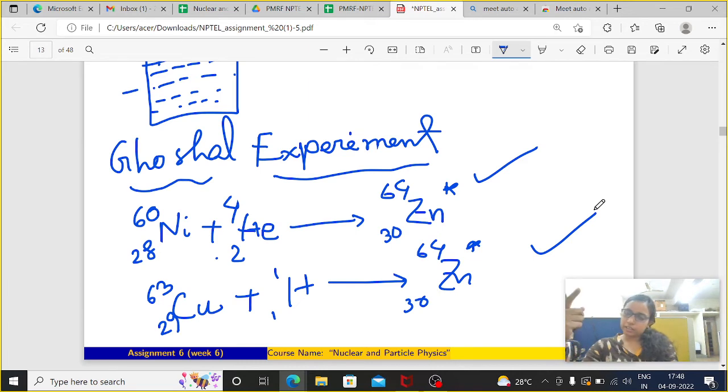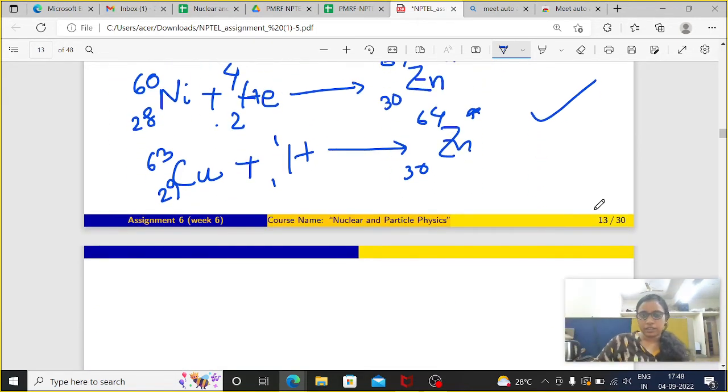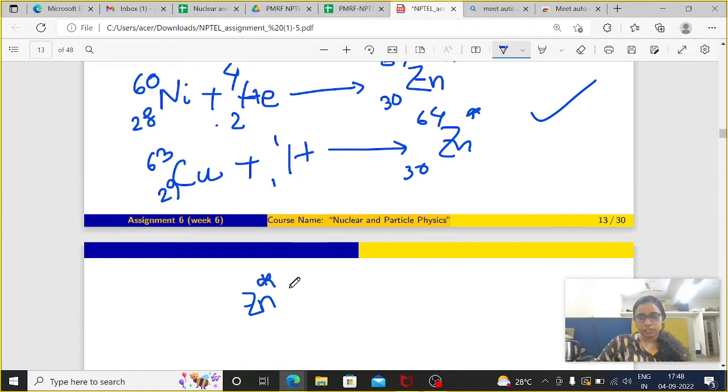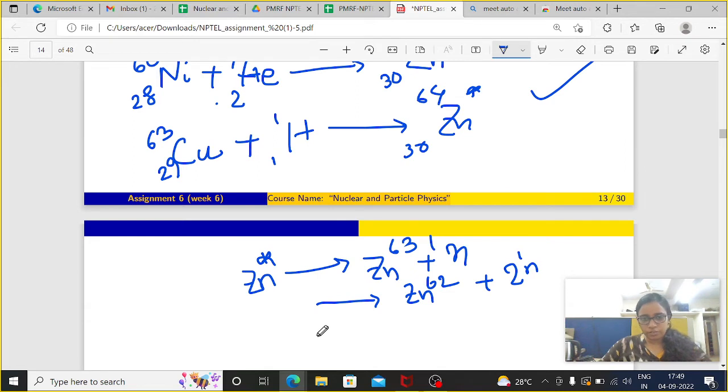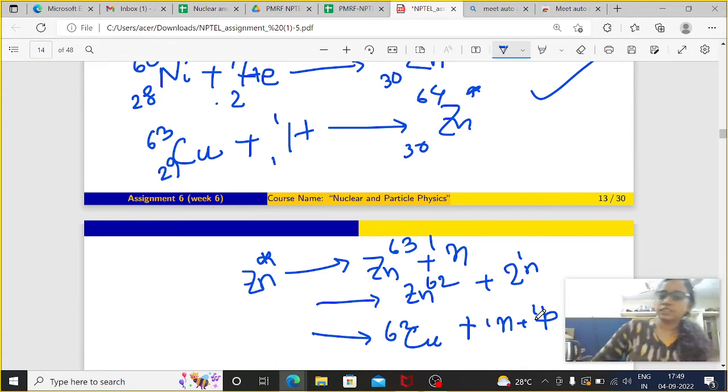Now we have to consider the decay: Zn star will obviously decay into other particles. Zn star can decay in many ways. In their experiment, what they got was Zn63 plus a neutron, or Zn62 plus 2 neutrons, or copper 62 plus 1 neutron and 1 proton. These are the three things they found after the decay of Zn star as a compound nucleus. So these were the things in the Ghoshal experiment.